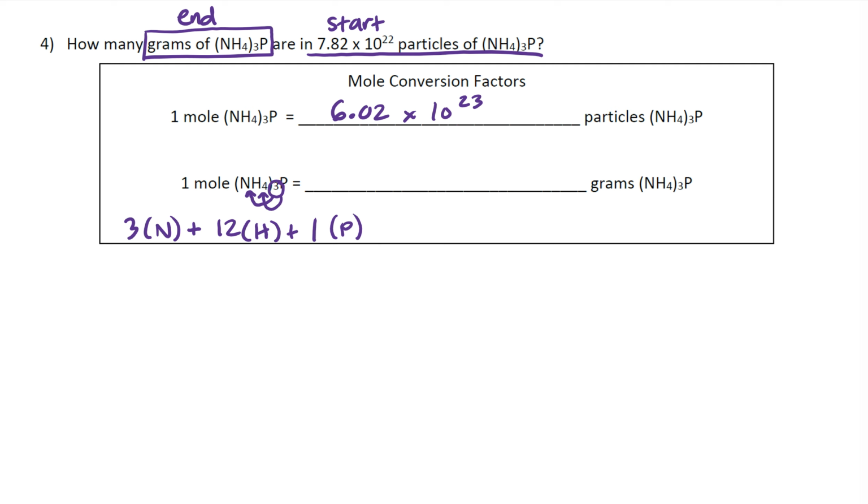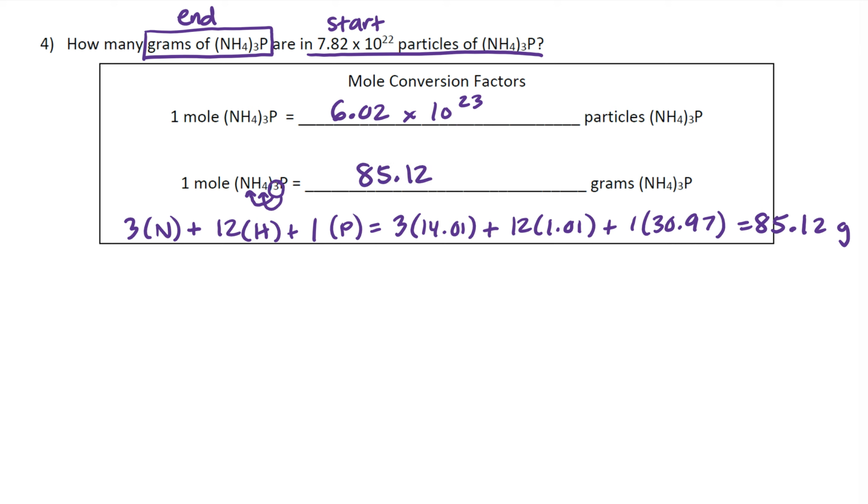Now for the periodic table. I've plugged in the masses for each one of these elements. I'm getting those masses from the periodic table, and we get a total of 85.12, and that'll be grams. And so 1 mole of ammonium phosphide has a mass of 85.12 grams, or a molar mass, as we say, of 85.12 grams per every 1 mole. Please hit pause if you truly have not tried solving this problem all on your own.